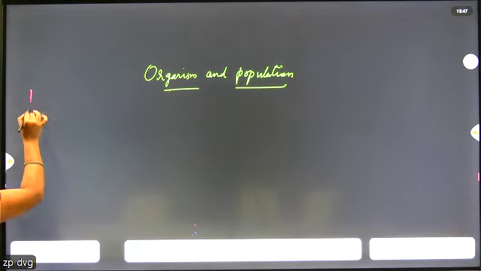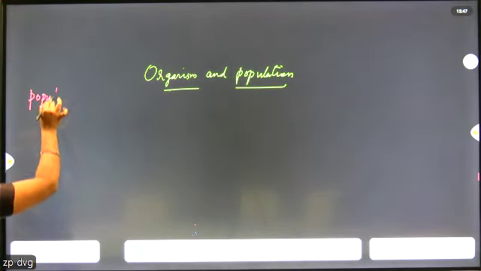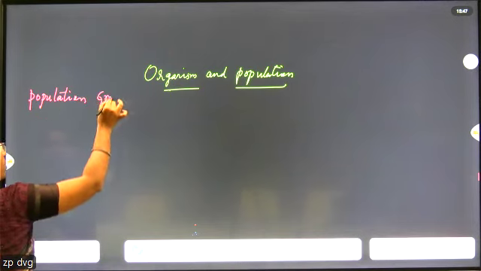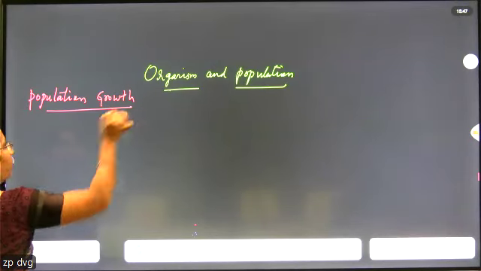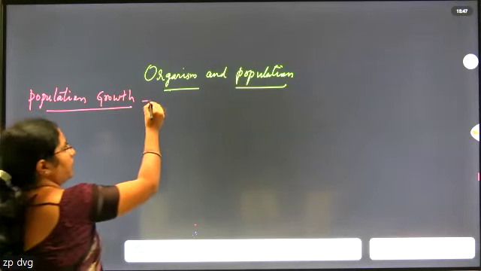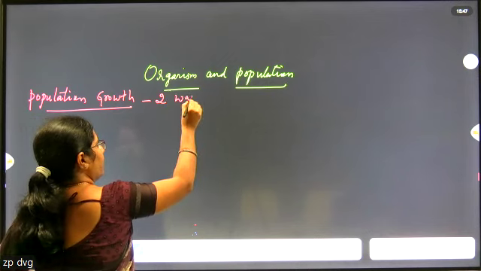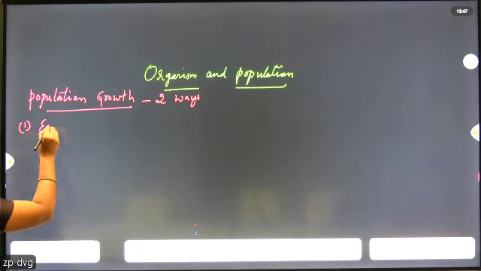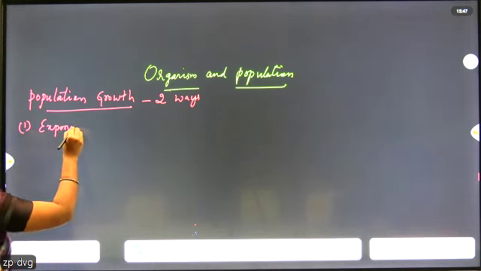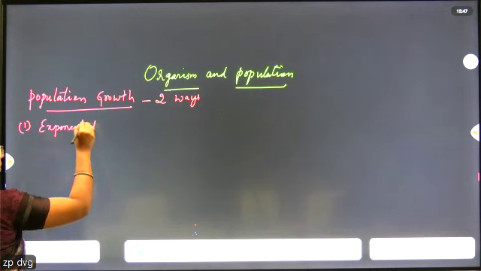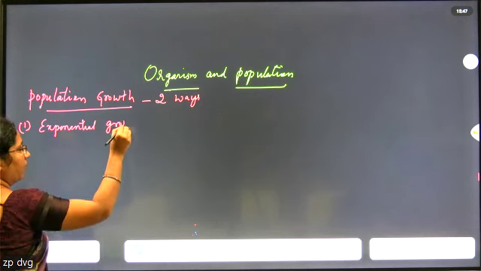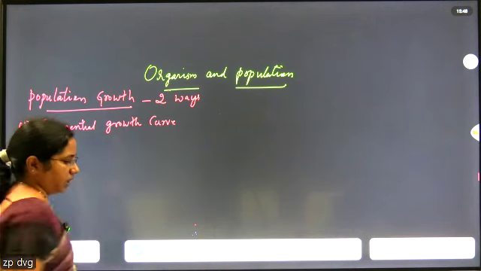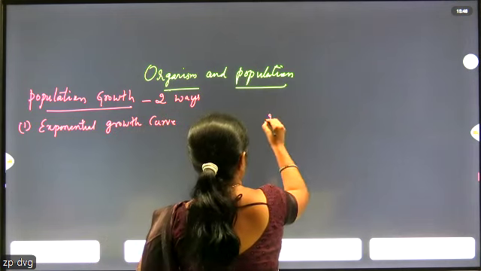Next is how we can explain this population growth. Population growth can be explained in two ways. One is the exponential growth curve, and the second one is the logistic growth curve.